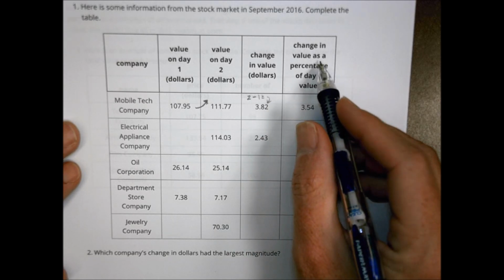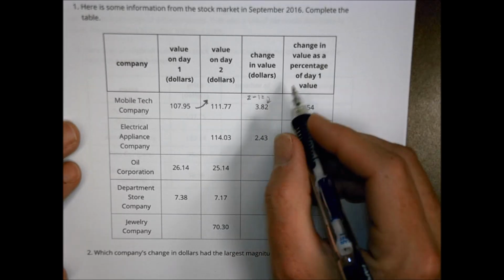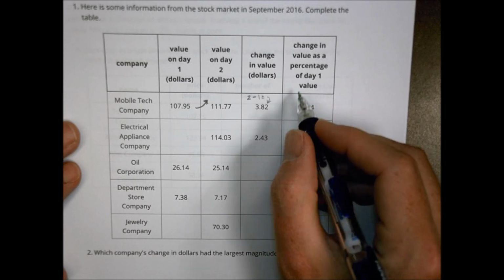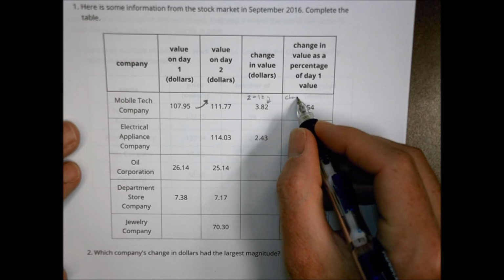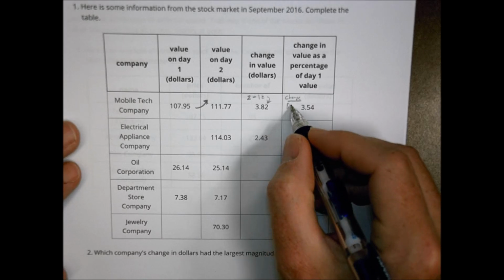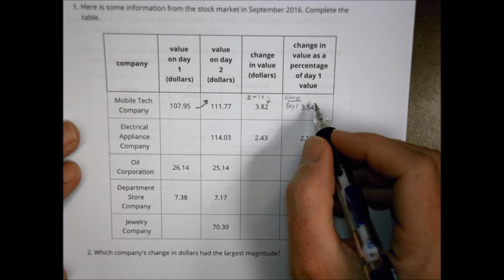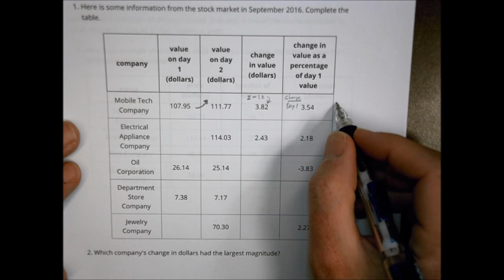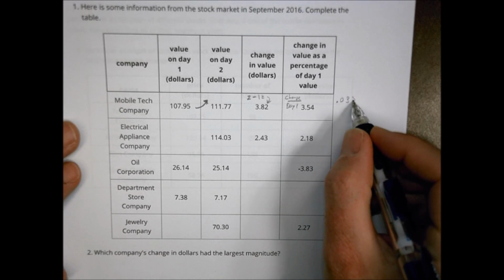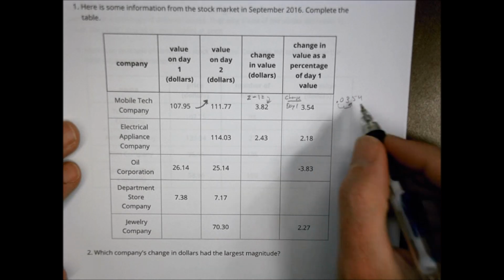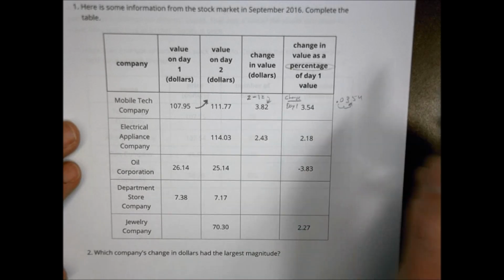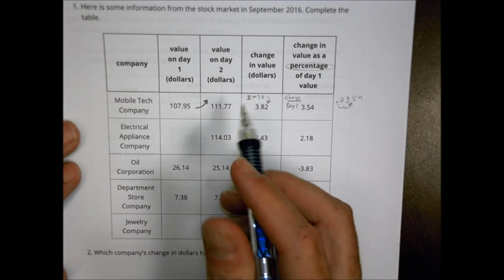In terms of a percentage of the value of day one, you take that change and divide it by day one to come up with a percentage. The percent is going to show up on your calculator as something like 0.0354, and then you need to move that over to turn it into an actual percentage. So let's take a look at this one here.